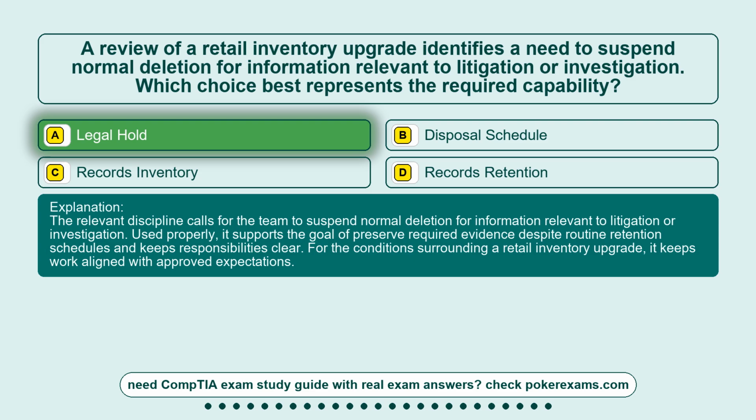The relevant discipline calls for the team to suspend normal deletion for information relevant to litigation or investigation. Used properly, it supports the goal of preserve required evidence despite routine retention schedules and keeps responsibilities clear. For the conditions surrounding a retail inventory upgrade, it keeps work aligned with approved expectations.